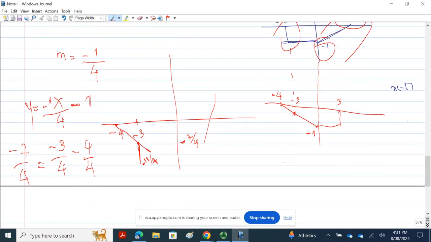And then I can go up to minus 2, and that's it. That's the way I have done it.